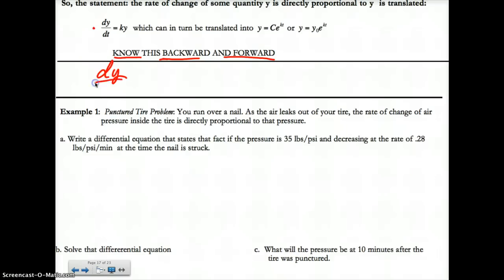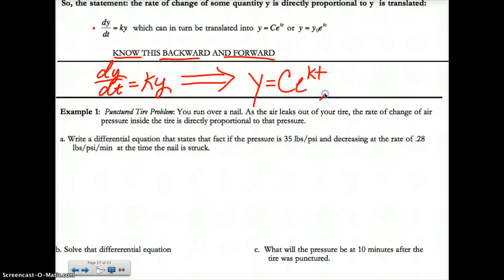We've got a quantity changing over time that's directly proportional to that quantity. Every time we have that situation, we can conclude that the quantity is going to be equal to some constant times e to the kt. But this constant is always going to be the starting amount. So we write it like this.